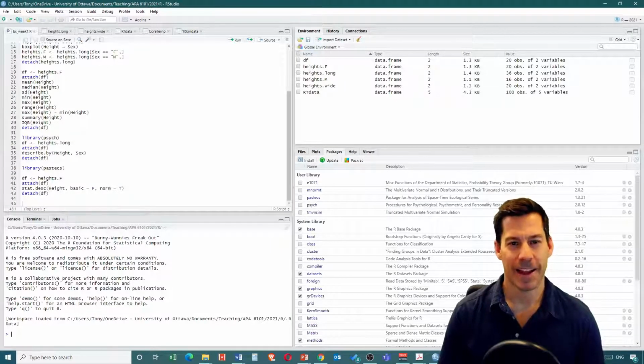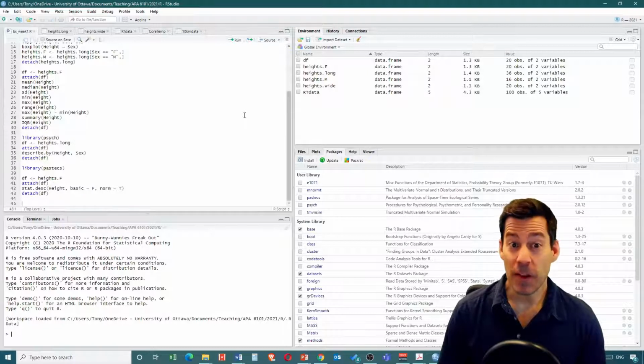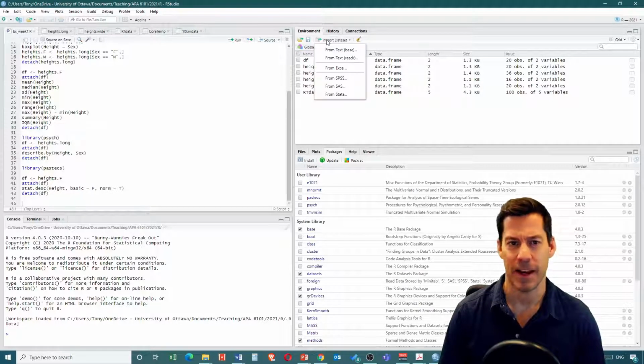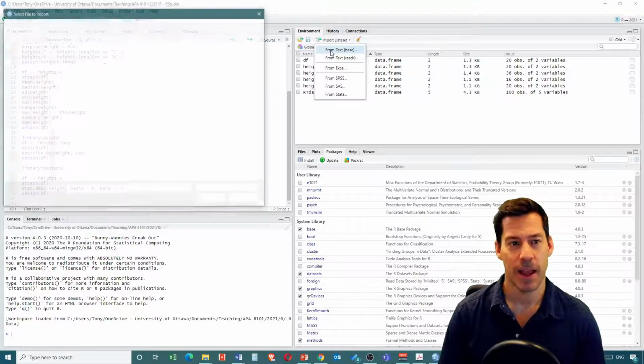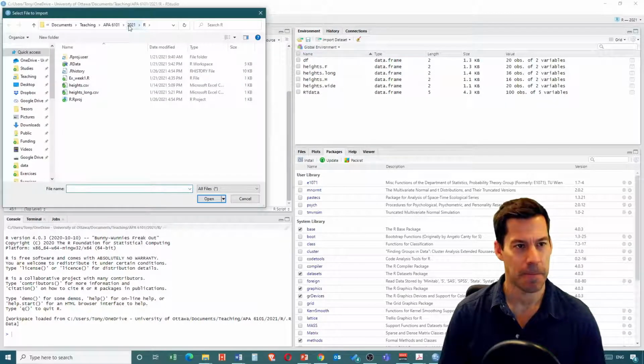All right, and it looks like it's picked up right where we left off. So let's see. The first thing we need to do is import our data set into a new data frame. So I'm going to go up into my environment and click on Import Dataset. From text, I'm going to find the file that I need.